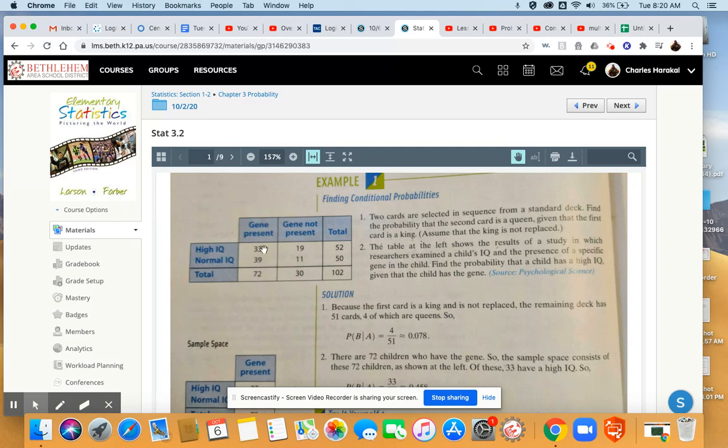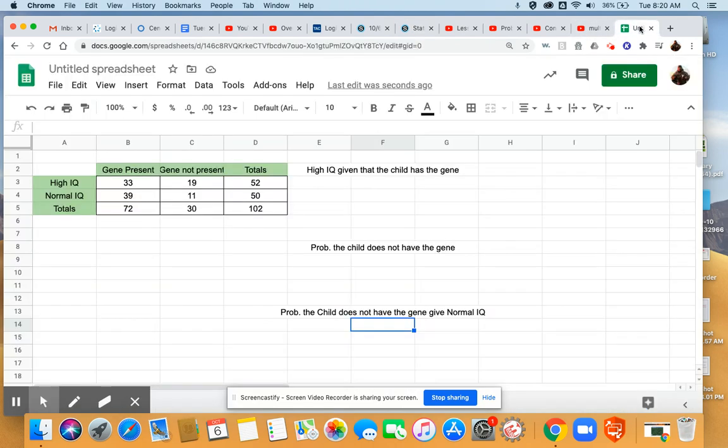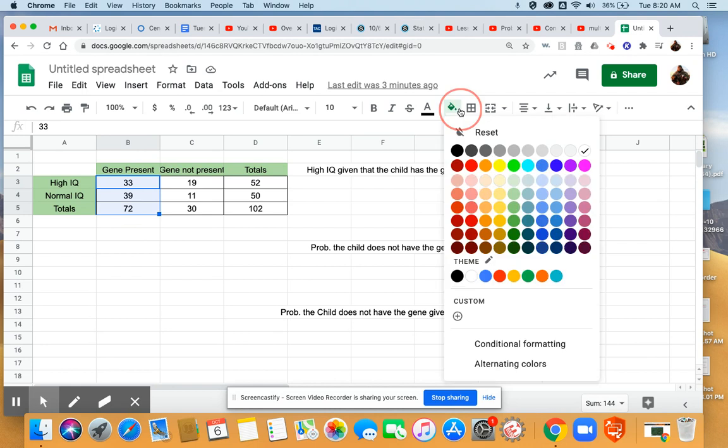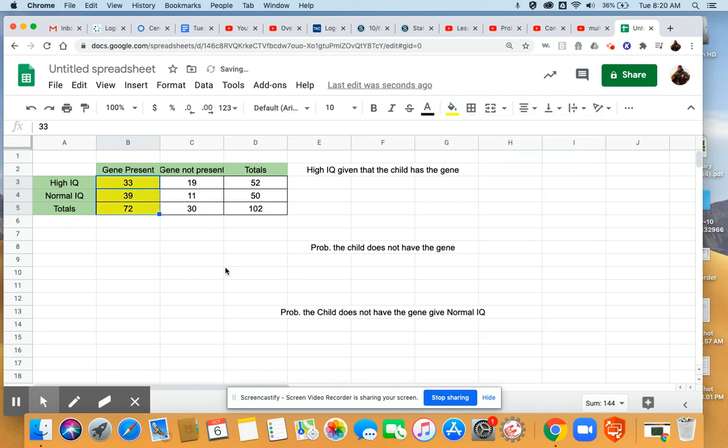This is called a two-way table. This column here says the gene is present. Now I've copied this over here into a Google Sheet. So when it says given that the child has the gene, that means we're only going to be talking about these numbers right here. Those are the only numbers we're concerned with in this question.